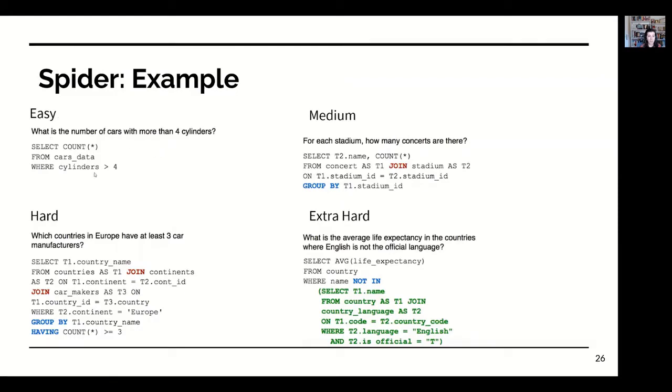Here we see an example from the easy category, and we can see that it just contains one table and, for example, just a count. An example of a medium complexity query has a join and a group by. A hard query has a lot of joins, group by, having, and in the last category, the more complicated queries may have, for example, nested subqueries.